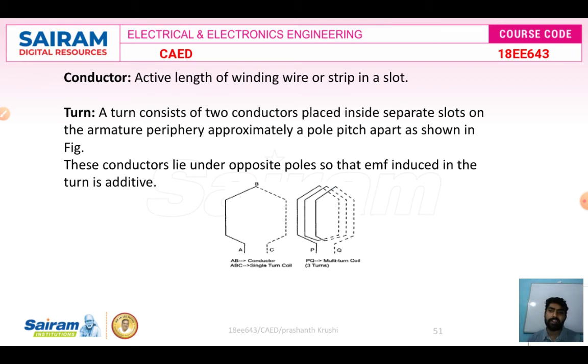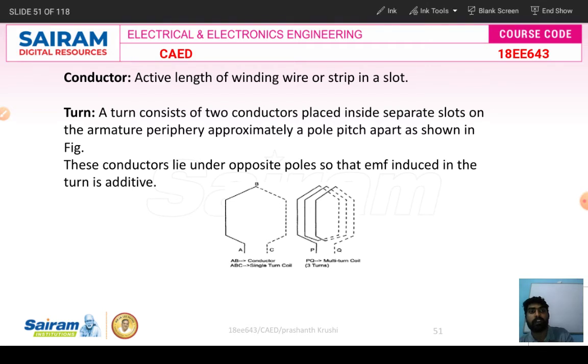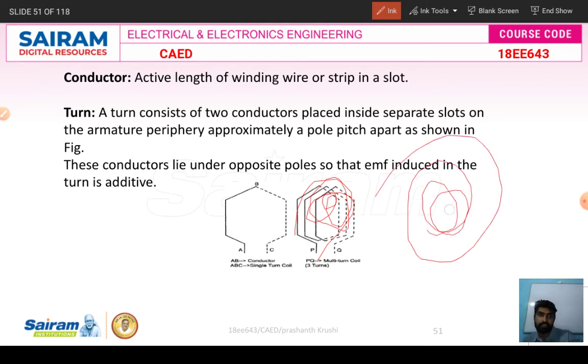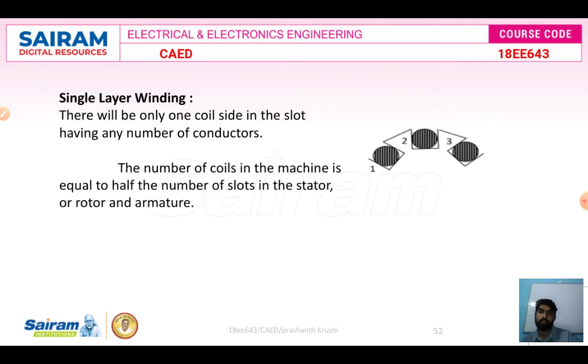So next we have a conductor, the active length of the winding wire strip. Active length will be there, and turns is the number of conductors. When one conductor is connected to another conductor, that is a turn. These conductors sit under the position of the poles, and this is the conductor placement. This is a lap winding, with a lap-like structure like this.